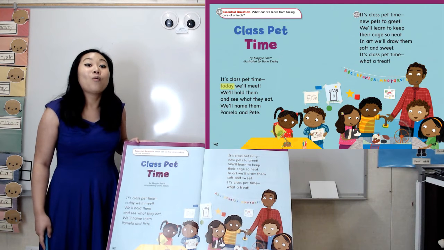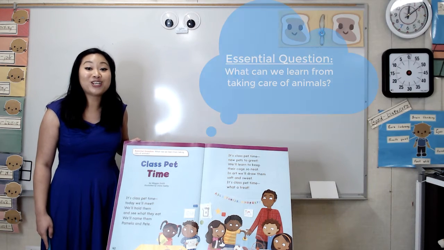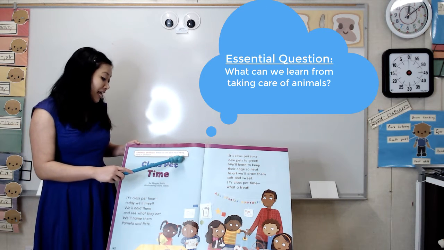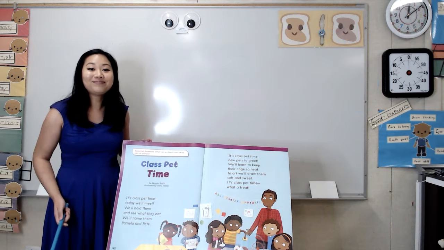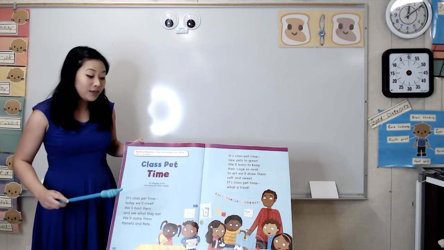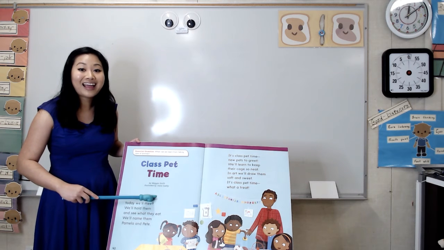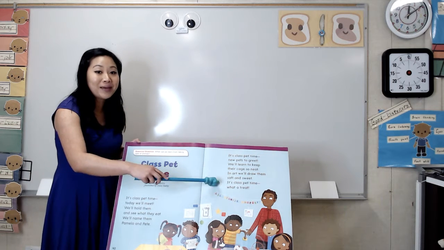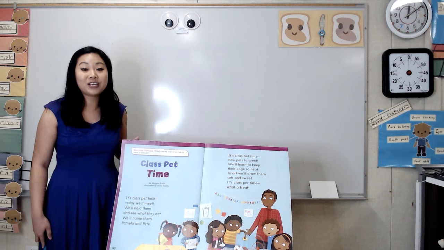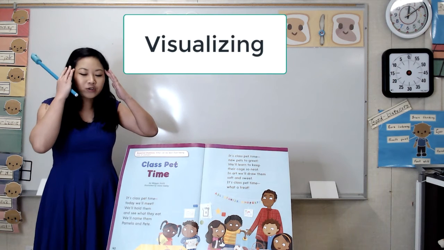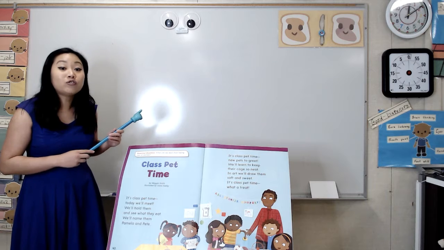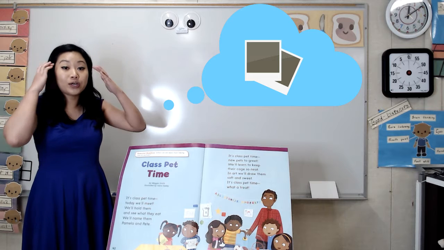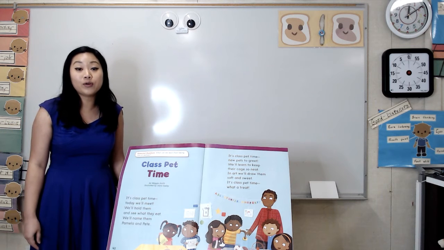And remember, when we read our poem, the essential question I want you to think about is, what can we learn from taking care of animals? And when we read, we go from left to right and across, and then top to bottom, page by page. Our comprehension strategy for today is visualizing. Good readers visualize and create mental images, kind of like a movie or a picture in your brain, to help them understand what they're reading better.